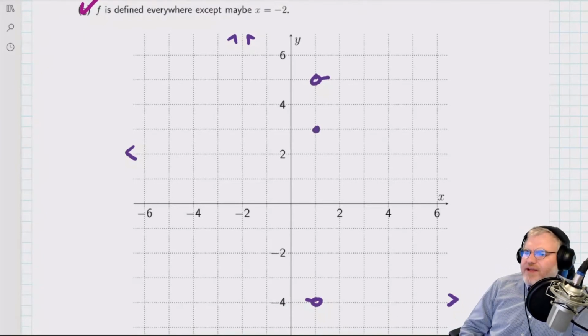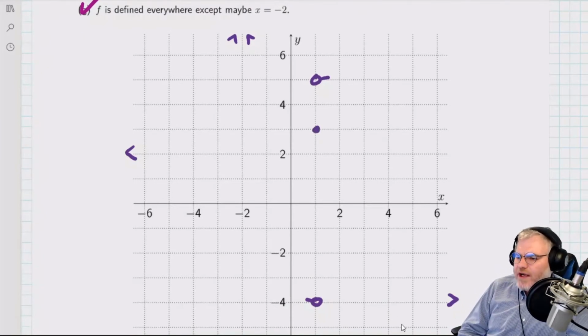Okay. How do we feel about this idea that I'm drawing the points before I even start, just treating these infinities like points and putting them up there? How do we feel about that, 1 to 5?